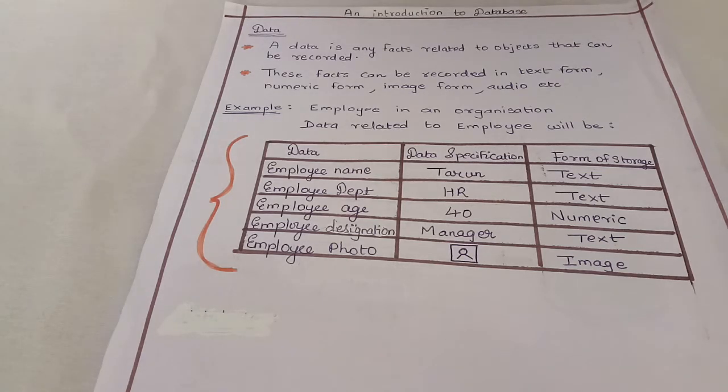Now you are understanding. If I take, for example, a school student, what details might he have? The same thing: the name, the standard in which he is studying, his age. Those are the details of that particular student. So that is the data of that student. So we are understanding what data is.